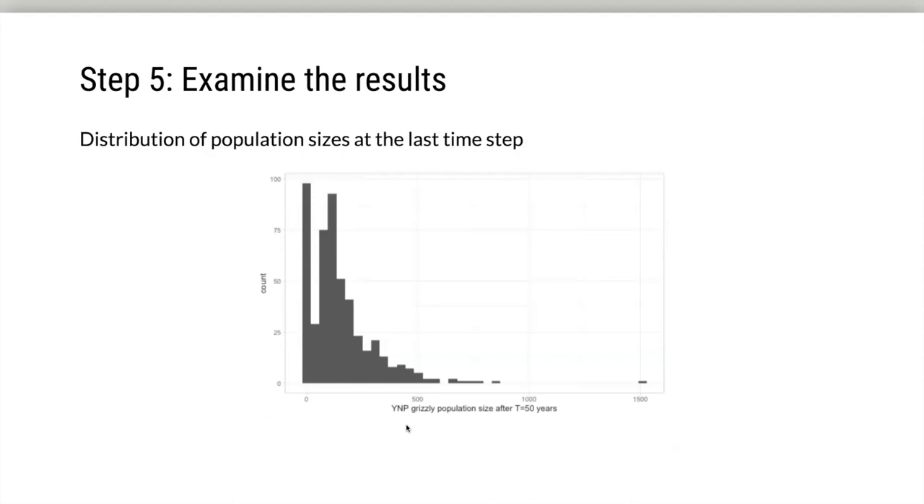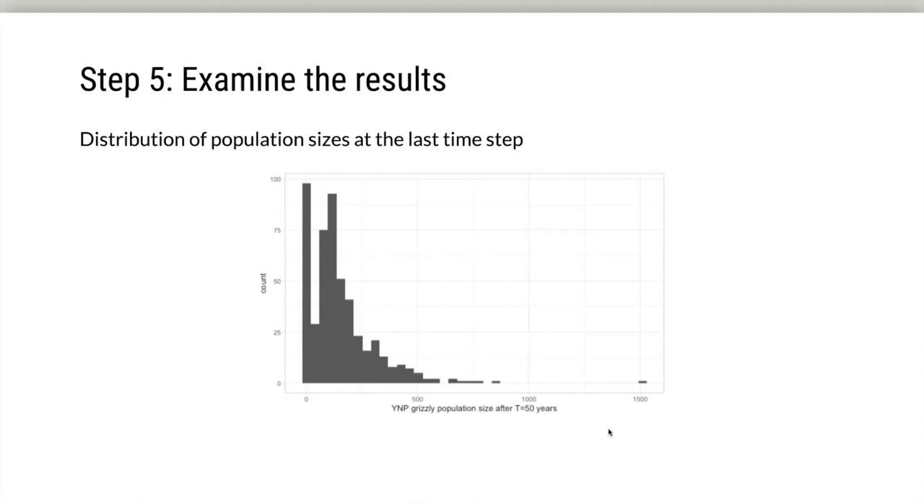So we try to summarize these results a bit, and one interesting thing to look at is the distribution of population sizes among the 500 simulated populations at the last time step. So 50 years after the initial population, how do the 500 different populations I simulated look? We see that many of them have a population size of zero, so they get extinct. And then a lot of them are below 500 bears, and a few populations, just because of random fluctuations, have grown very, very big. So 1,500 bears, this is very unlikely.